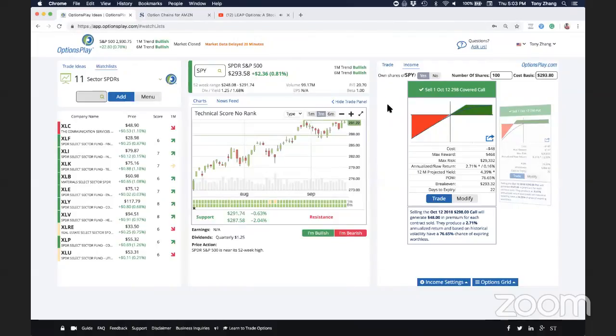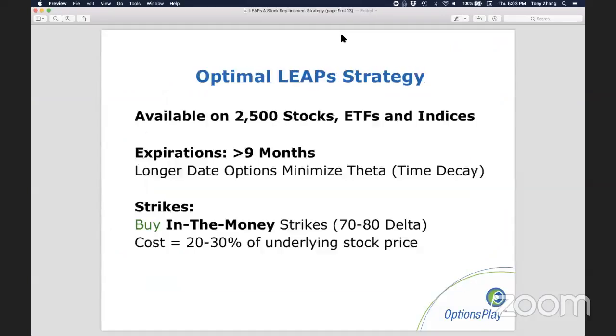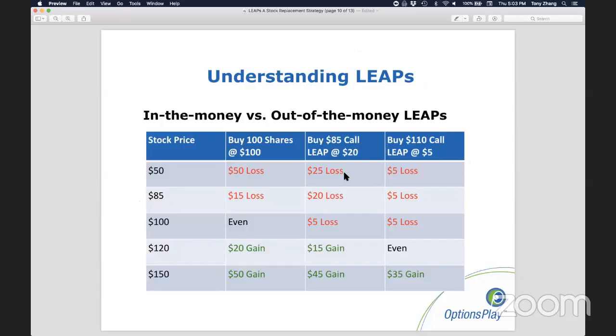Scott is asking, would you lose $20 if you bought the $85 call for $20 if the stock went to $50? Yes, so you would only lose $20. There was a typo in the example that I gave in that spreadsheet. Instead of losing $25 there, you would only lose $20, correct? Because you've only paid $20 for that.